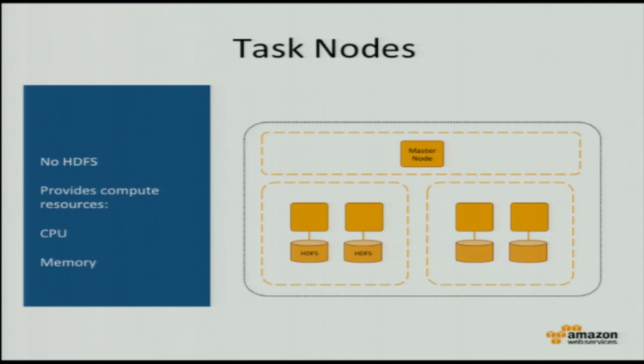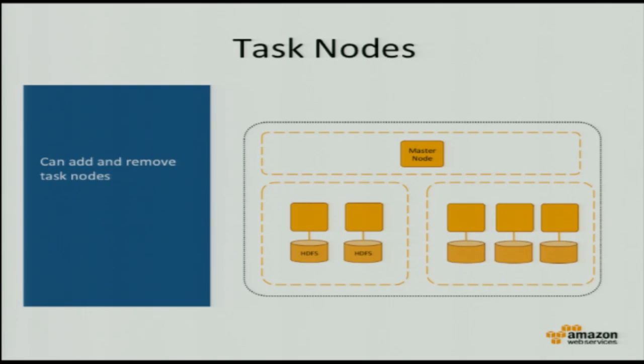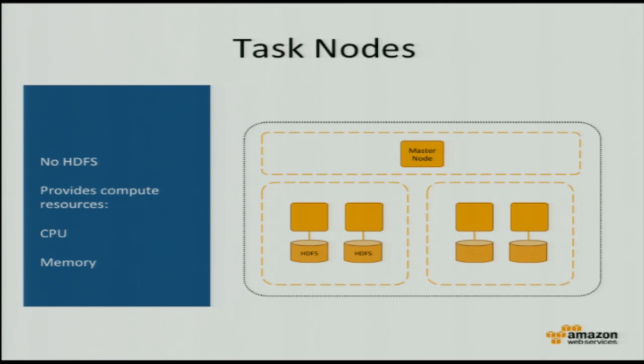The second concept is task nodes. Task nodes are a little different from the traditional Hadoop nodes that you run, which have both a data node and a task tracker. Task nodes have task trackers only. They don't have a data node, meaning they don't run HDFS. So if you need to pull any data, either from S3 or from HDFS, you have to go over the network to core nodes for HDFS, or over the network to S3, to pull data and do the processing.